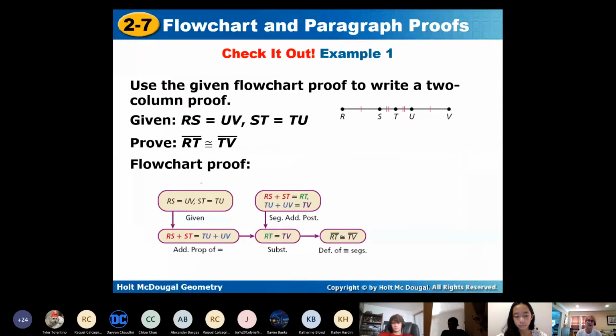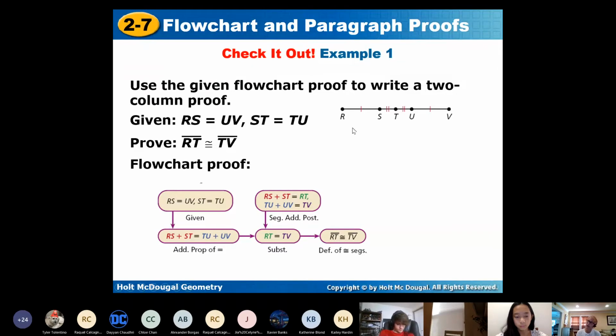Now, here's another example with segments. If I give you this flowchart proof, you should be able to take this and turn it into a 2-column proof. So let's talk our way through it. They've already given us the plan. RS is equal to UV. These single tick marks mean that RS is equal to UV. And they're also telling us that ST equals TU, so that's why they have double tick marks. And we want to prove that RT equals TV.